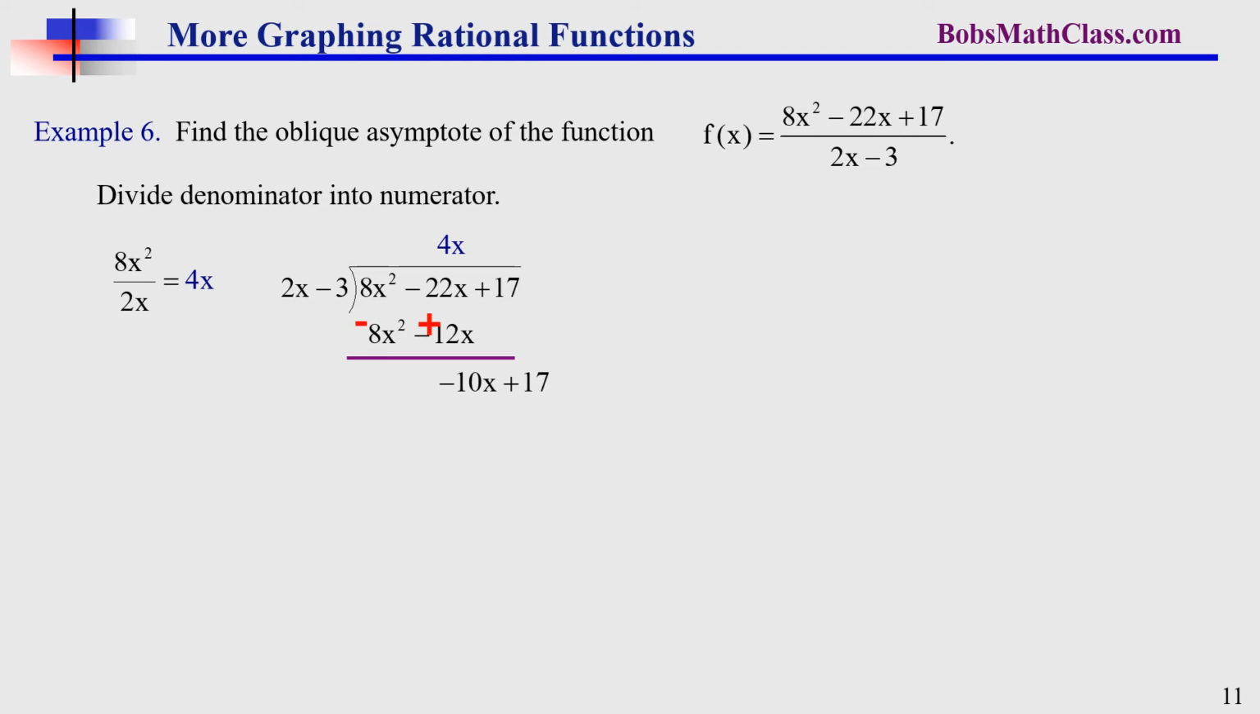Now we do it again. First term of the dividend over first term of the divisor. So negative 10x divided by 2x. That equals negative 5. Put that above the constant, so put it above the 17. Now we multiply it again. So multiply negative 5 times 2x minus 3.